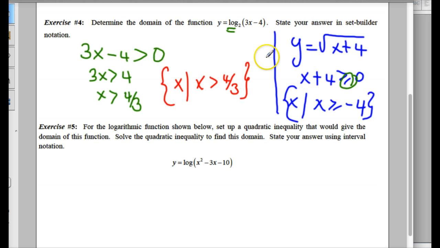So they're very similar. It's just that for the square root function, the 0 is included. Here, our 0 is not included.